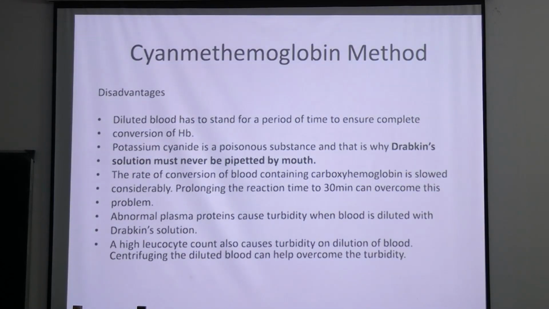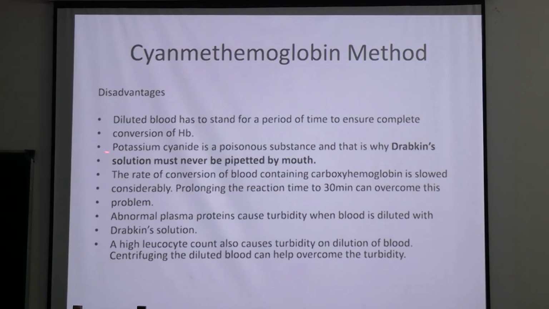Now the disadvantages. Diluted blood has to stand for a period of time to ensure complete conversion of hemoglobin. Sometimes you get diluted blood. I told you in blood drawing that if someone draws from the cannula through which the saline is passing, then this diluted blood will have to stand for a period of time to ensure complete conversion.